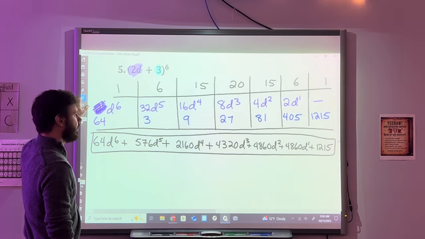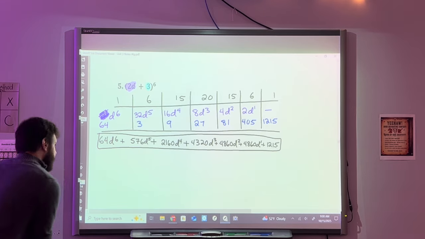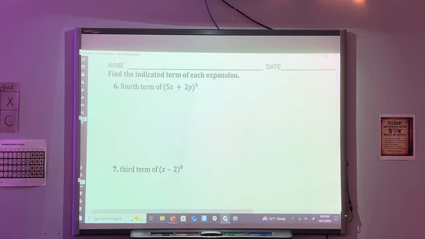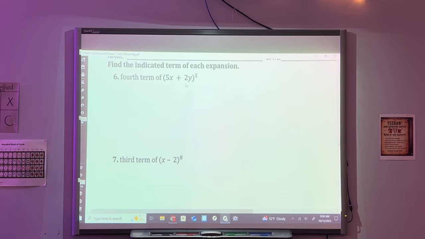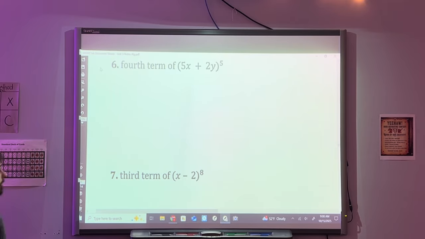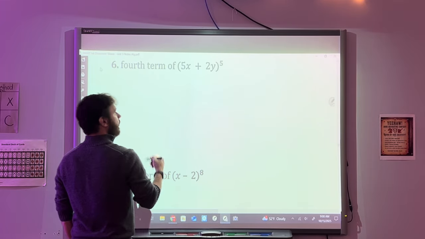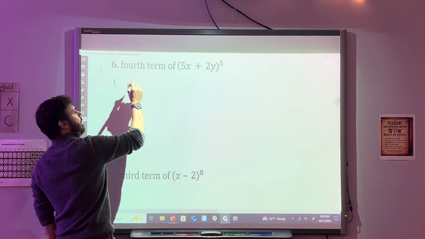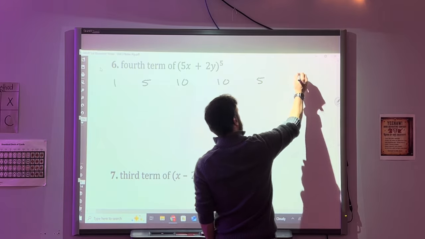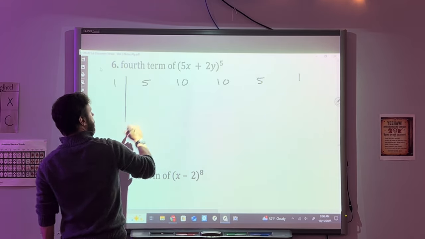All right, let's take a look at the last type of problem that we look at with these. Right here. Find the indicated term. So I don't need to do the whole thing. I just want the term. So looking at number 6 here, I want the 4th term. I'm still dealing with the 5th row, so I need to do that thing. 1, 5, 10, 10, 5, 1. I still am going to set up my problem.